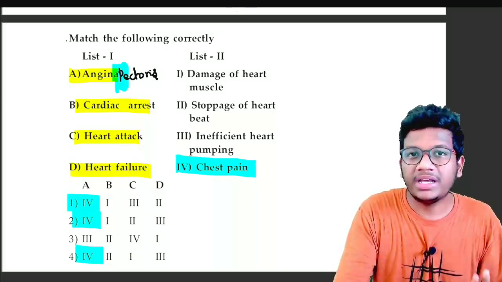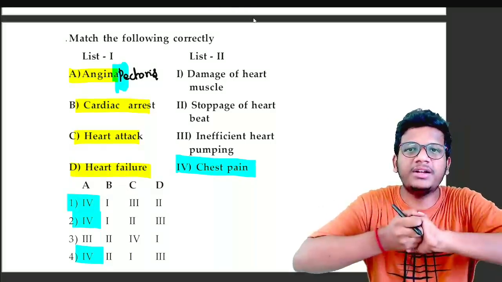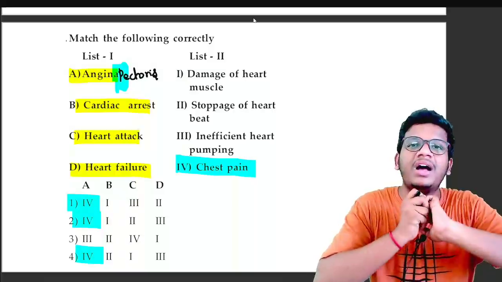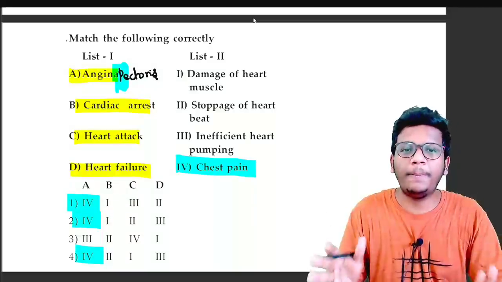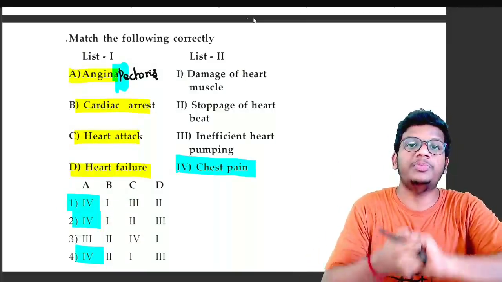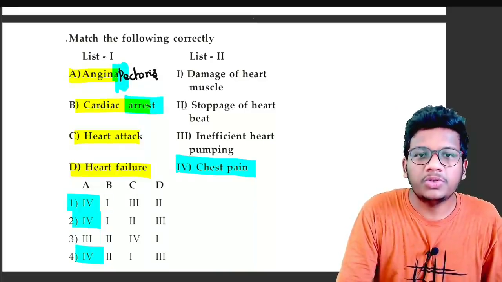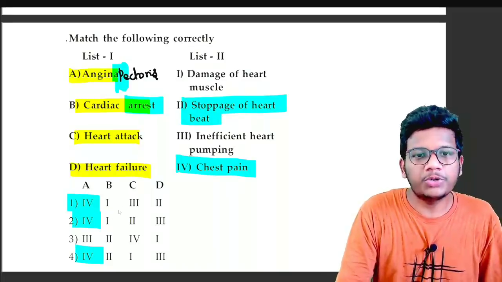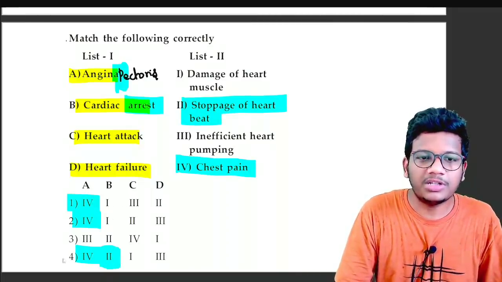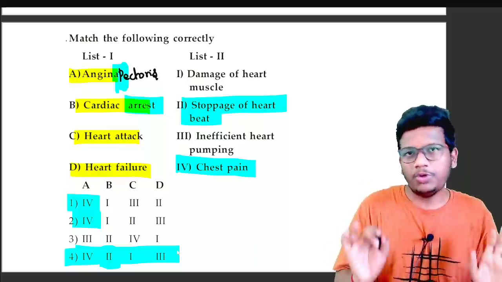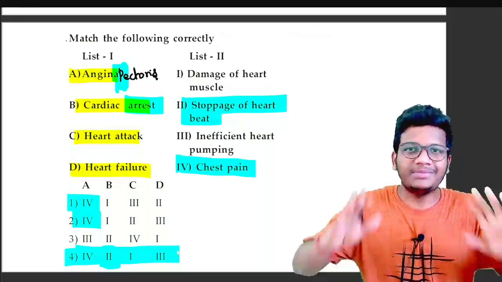Now come back here for the cardiac arrest. If you arrest someone, you stop them from committing a crime. You are stopping. So cardiac arrest means you are stopping the heart. Stoppage of heart. Arrest means stop, so it's stoppage of the heartbeat. B should be 2. So where is B2? Only option is option D. So correct answer is option D. We have to wait for other options also. Arrest means stop it.